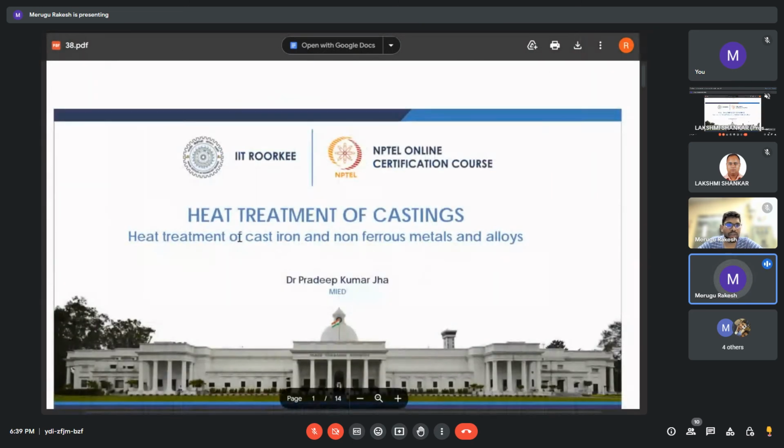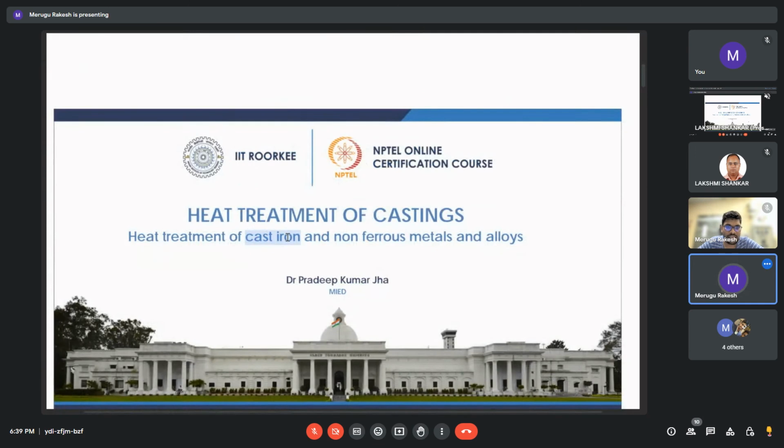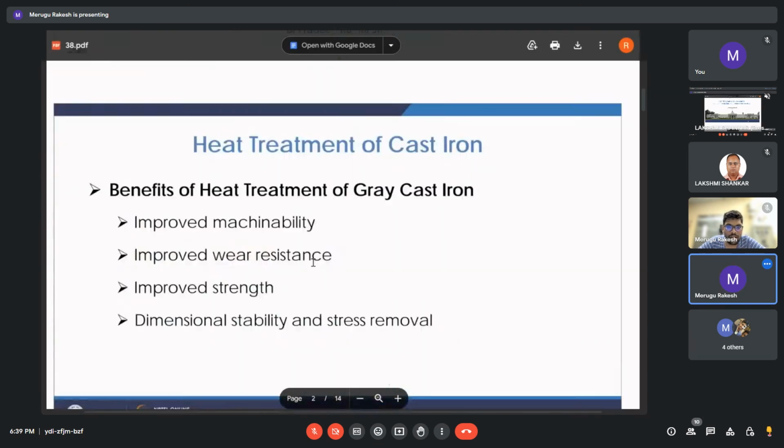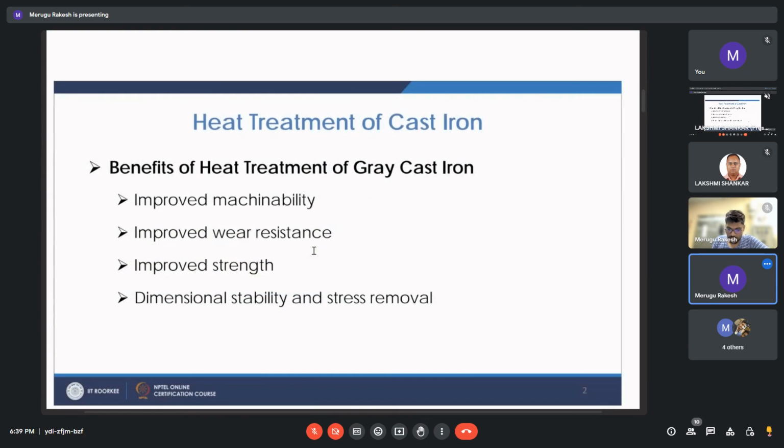So this is heat treatment of cast irons. Till now we have discussed only steels. Now we'll discuss cast irons and non-ferrous metals. So, heat treatment for cast iron.